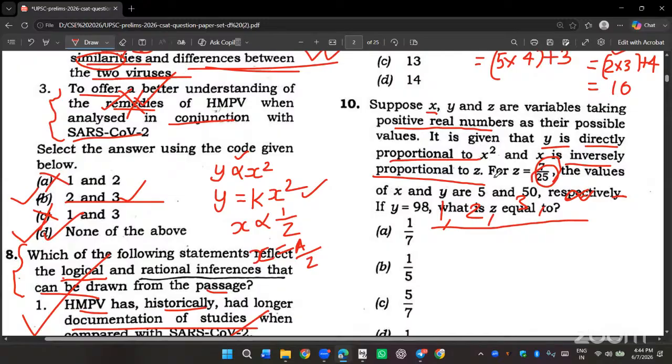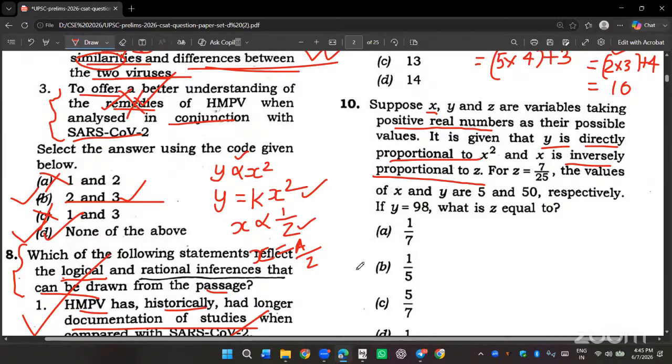Now, what is the question? For z is equal to 7 by 25, the values of x and y are 5 and 50 respectively. If y is 98, what is z equal to? Simple. They have given this z value. If I substitute that value, I will get x. That value also given, 5.